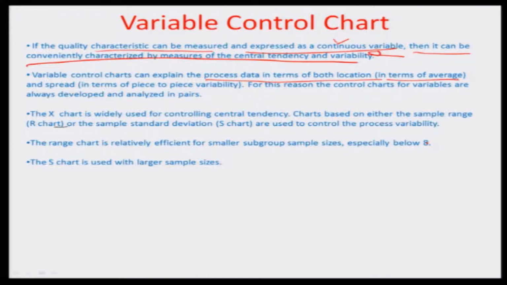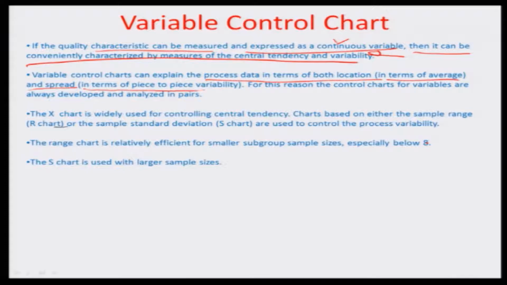Typically these charts can explain the process data in terms of both location, in terms of the average, whether it is placed around the mean or significantly deviated from the mean, and also the spread. The spread is basically how far away the whole distribution is from the mean. Does it have outliers, is it going too much out of control? Those kinds of issues can be recorded in these control charts.